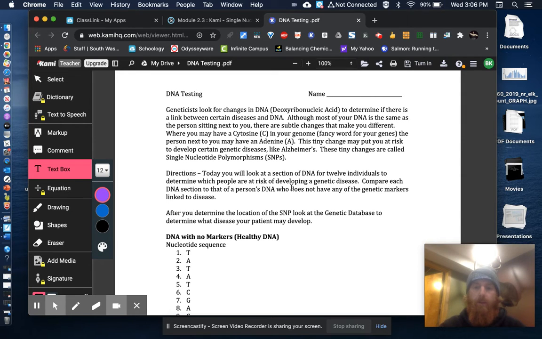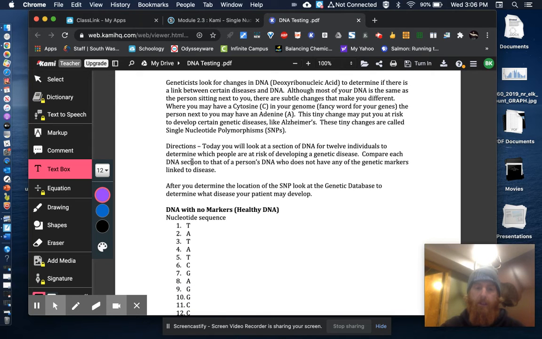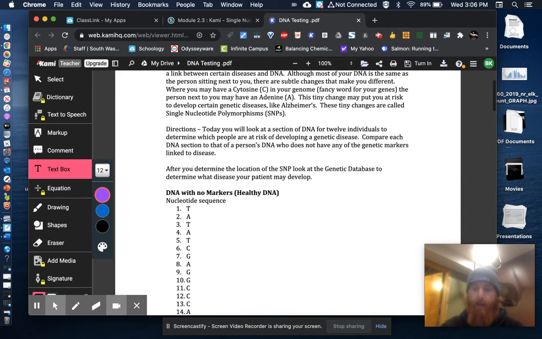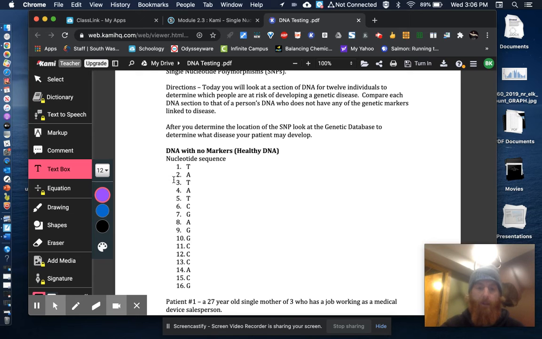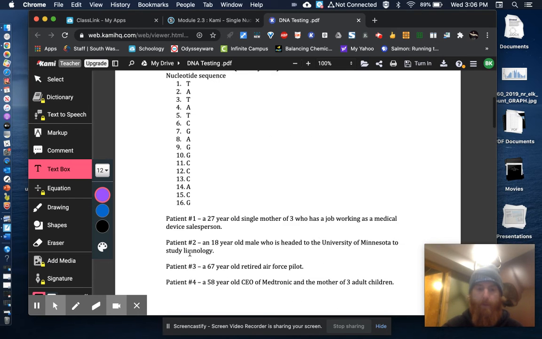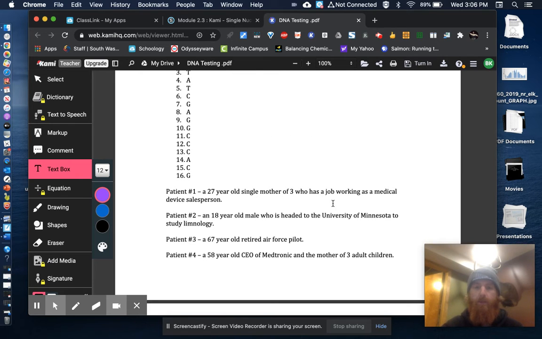So today, you'll look at a section of DNA for 12 individuals, 12 patients, to determine which people are at risk for developing a certain genetic disease. You're going to compare each DNA section to that of a person's DNA who does not have any genetic markers linked to a disease. After that, you'll determine if the location of the SNP, the mutation, is linked to a genetic disease, okay? And so just to show you, this is the healthy DNA. So we're going to compare each patient DNA, all 12 patients, to this section of the genome, okay? So patient 1, a 27-year-old single mother of 3.